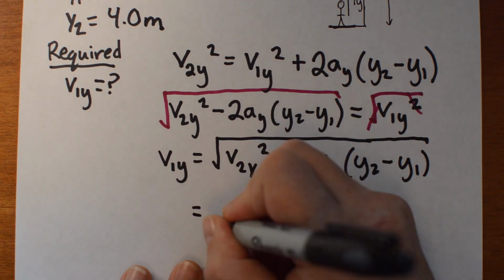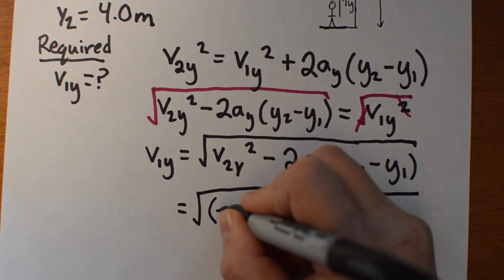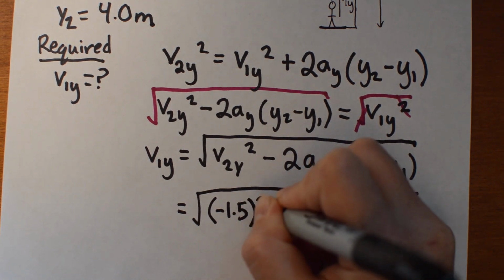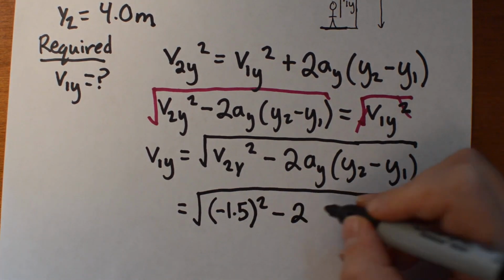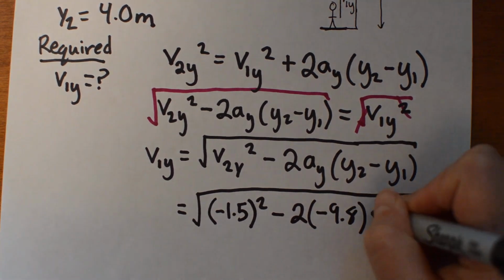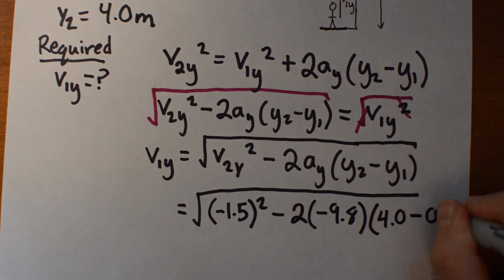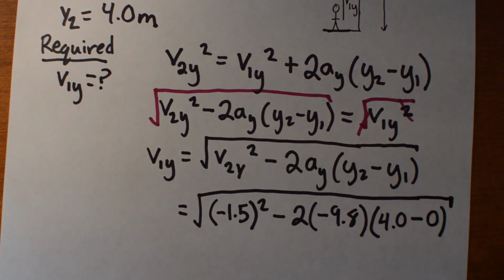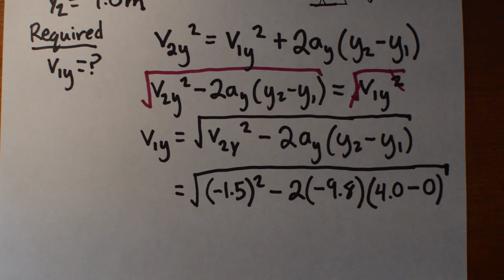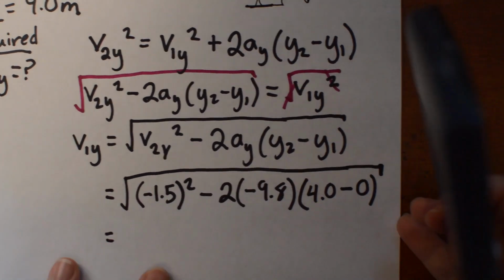So first, starting with v2y, that's the negative 1.5 meters per second. That's squared. I have 2 times ay, which is negative 9.8. y2 is 4. y1 is 0. So we've got that all in there. I can just plug it all into my calculator to get my v1.